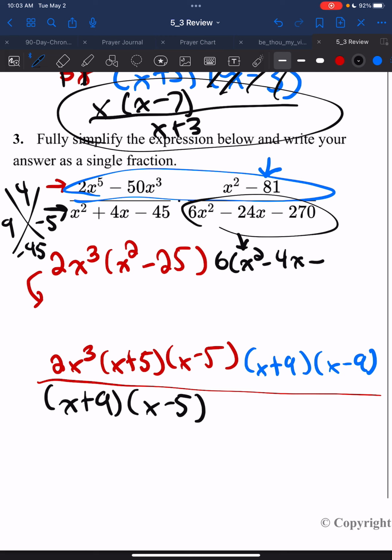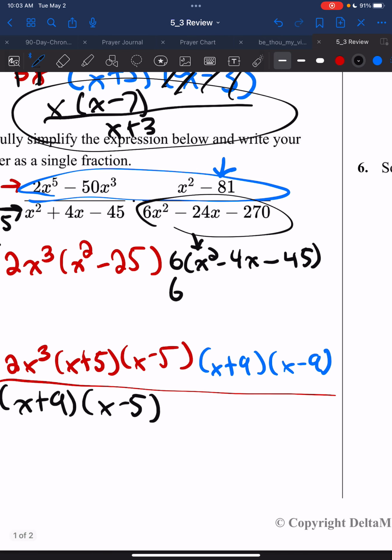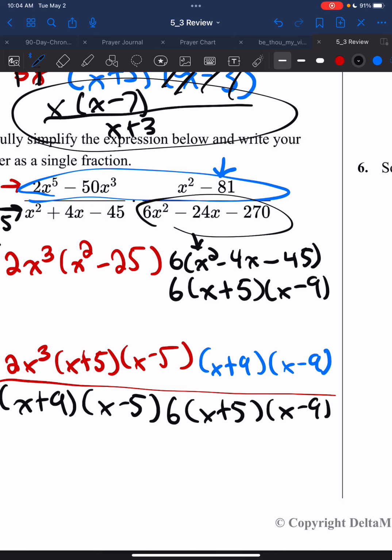So x squared minus 4x minus 45. Okay, and then I know that that can break further down into 6x plus 5, x minus 9 from the x method, because it adds to negative 4 and multiplies to negative 45, so that leaves me with 6 times x plus 5, x minus 9. Okay, so that was a lot.